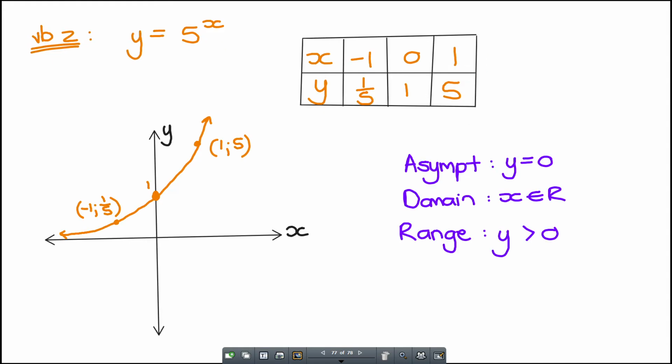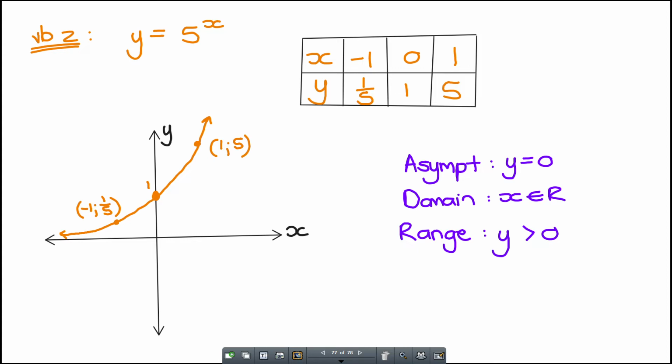Okay, kyk gou-gou. That is what it should look like. Your y values will be a fifth, 1 and 5. So I plot my points. Kyk gou-gou, wat is die waarde van A nou weer? The value of A is 5. That's greater than 1. So I should have an increasing graph. Dit is 'n stygende grafiek.